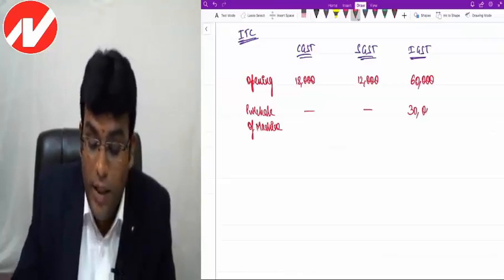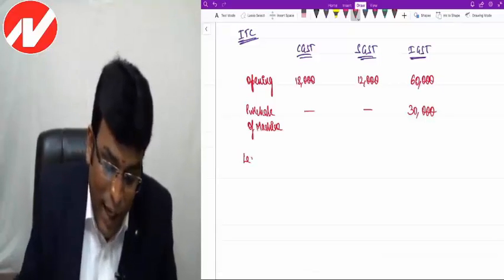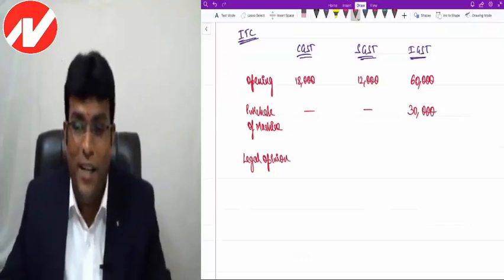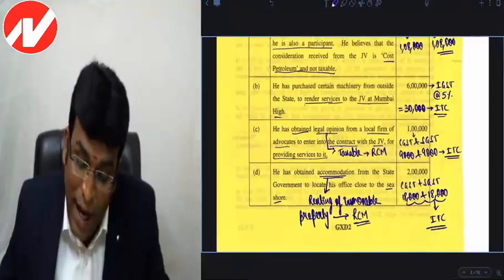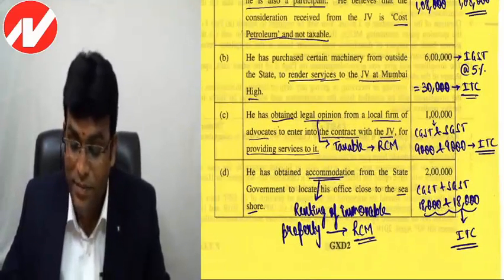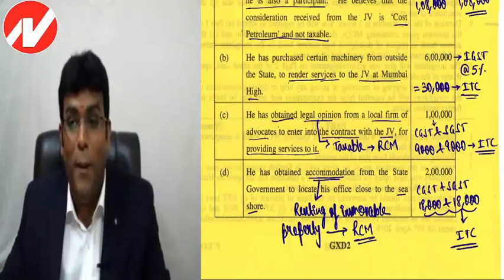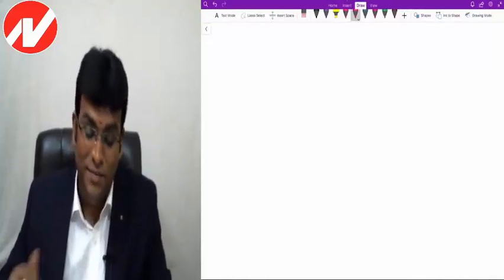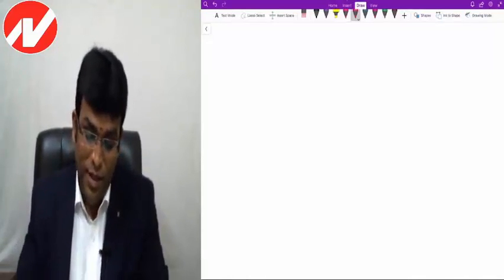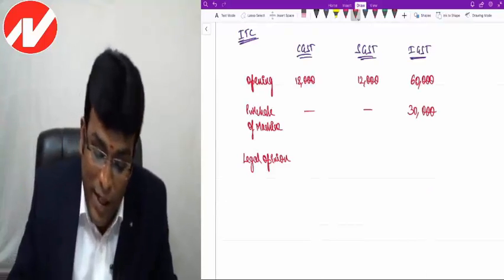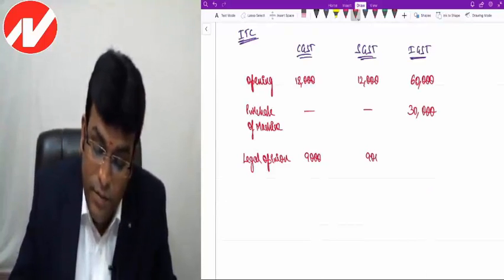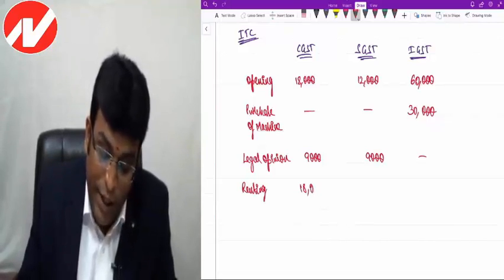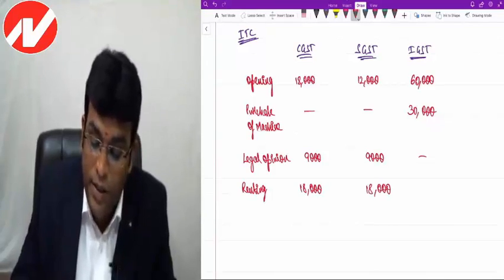Purchase of machine 30,000 IGST credit, and then legal opinion taken on which obviously we'll pay tax under RCM and again claim input tax credit, and the figure is 9,000, 9,000. Renting of property 18,000, 18,000. Legal opinion 9,000 and 9,000. Renting 18,000 and 18,000. Clear, my dear friends?